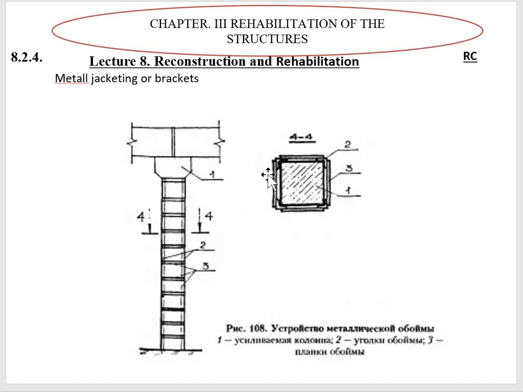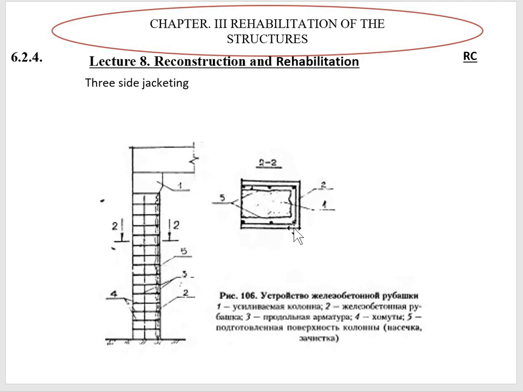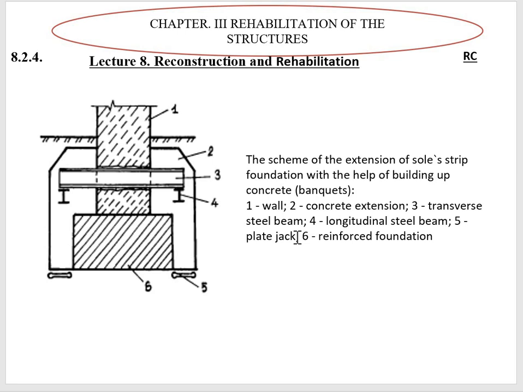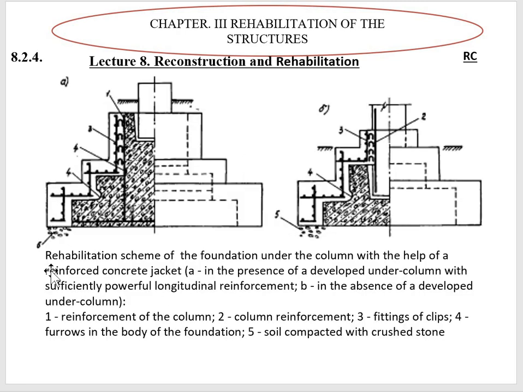Also, we can use metal jacketing, or in other cases we can call it brackets, and this also increases the bearing capacity of the column exposed to vertical loads and bending loads, and also those connected with bending moments. In some cases we can use three-side jacketing, and here is the solution to rehabilitate the foundation. Here we can see the increase of the section of the foundation by using these unloading transverse steel beams, and this is the contour of the new foundation, and here you can see the enlargement of the foundation.